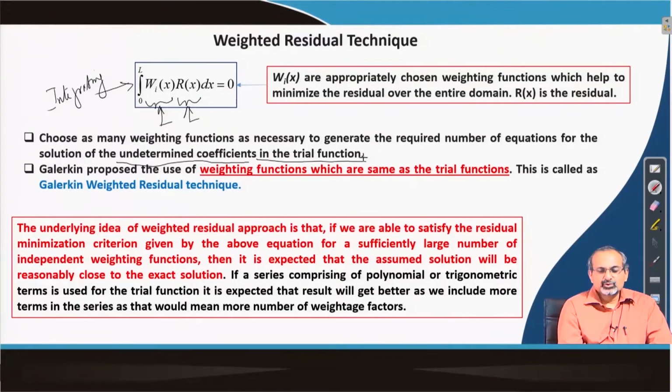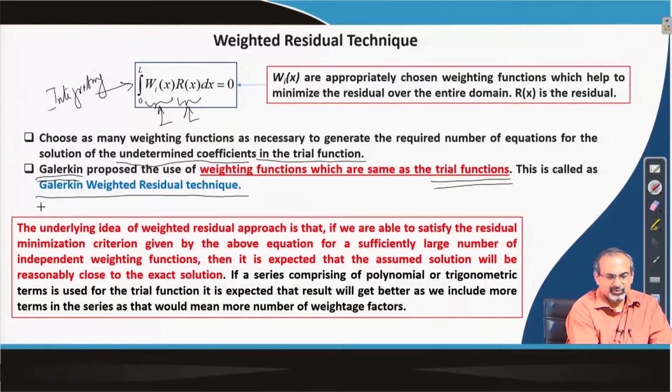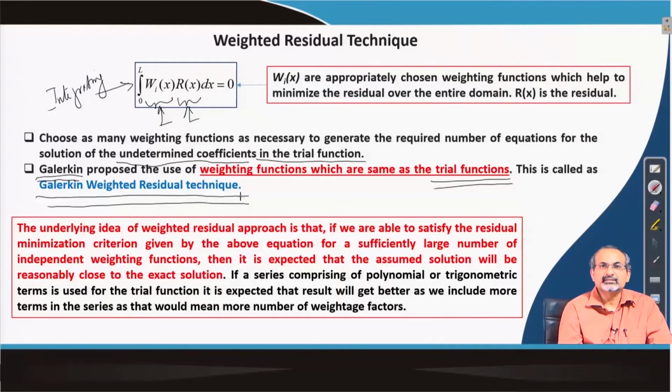Now, as you do that, there is a very specific procedure which was proposed by a famous scientist, Galerkin. He proposed that the weighting functions which we use in this integral should come from the trial functions, and therefore, we actually derive information about the weighting functions directly from the trial solution itself, which we are proposing. So, this is known as the Galerkin weighted residual technique.